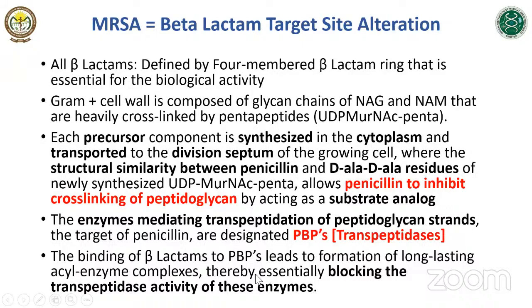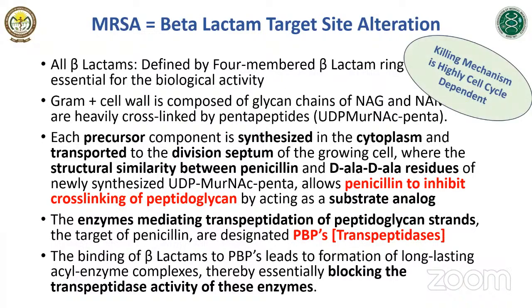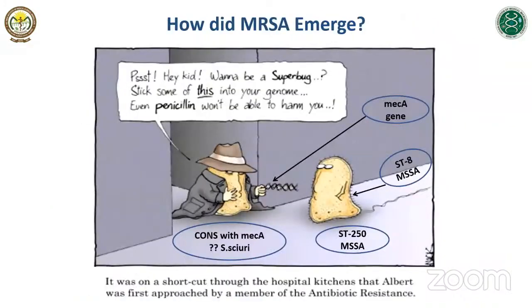So the binding of the beta-lactams to the penicillin binding proteins leads to formation of long-lasting acyl complexes, and they block the transpeptidase activity, and therefore the peptidoglycan is not formed properly. So like I said previously, the killing mechanism is highly cell cycle dependent.